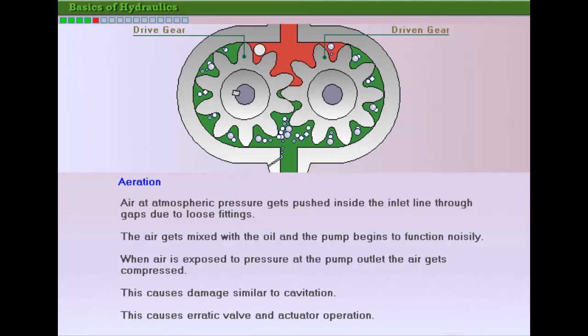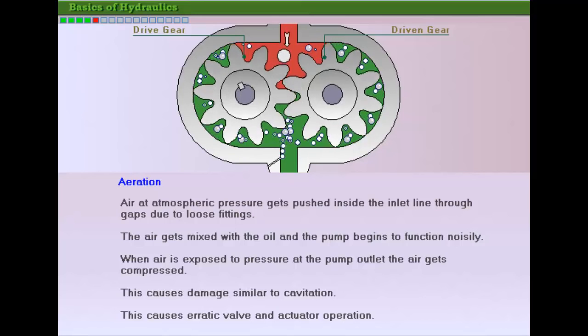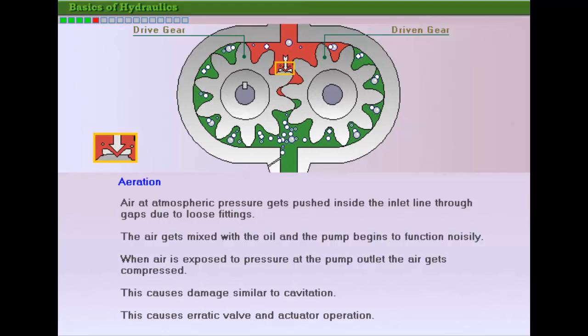At the outlet, the air is exposed to pressure and is compressed, causing pump damage, very similar to cavitation damage. Air traveling downstream causes erratic valve and actuator operation. Low oil level in the reservoir as well as leaky fittings can also cause aeration.